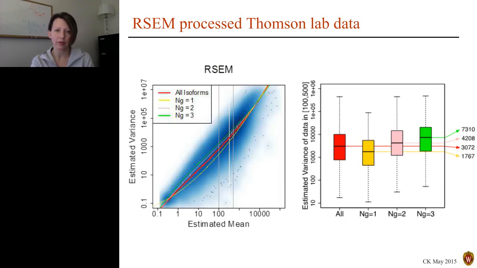And here, for this region that I have marked on the left-hand side, for all isoforms that have an estimated mean that falls within that region, I'm showing you box plots of the variance for all of the isoforms, and then for the simple isoforms, Ng equals 1, and then the more complex isoforms, Ng equals 2 and Ng equals 3. And you can see that in terms of the median variance, there's quite a bit of difference. We're talking orders of fold change, two-fold change in some cases or more.